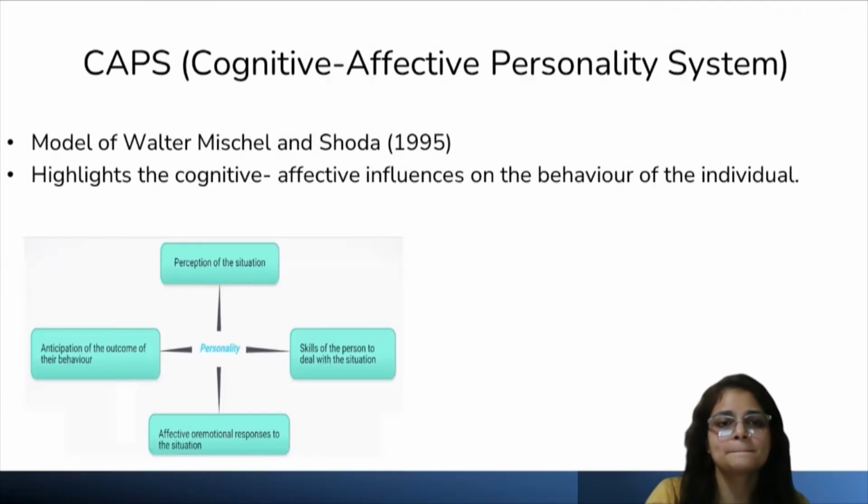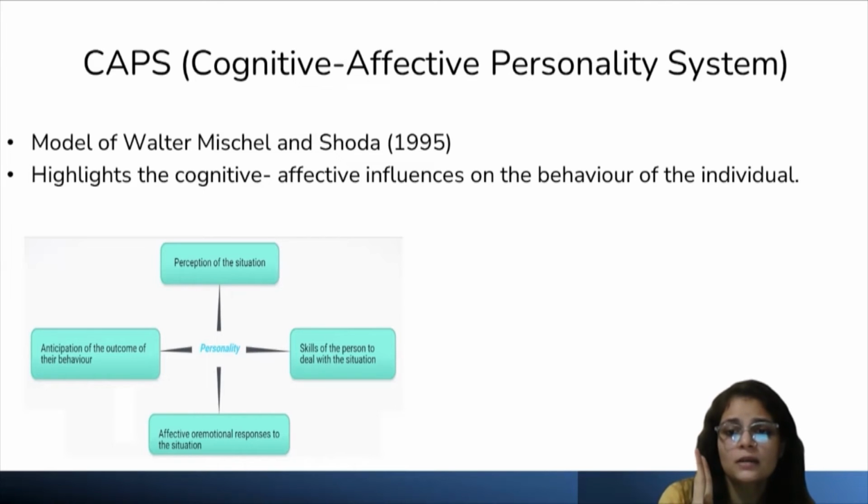Moving ahead is another cognitive model of personality, which is the cognitive affective personality system, which was given by Walter Mischel and Shoda in 1995. It states that there is a cognitive affective influence on the behavior of an individual, and the personality of an individual is affected by these four components: perception of the situation, skills of the person to deal with the situation, affective emotional response to the situation, and anticipation of the outcome of their behavior.